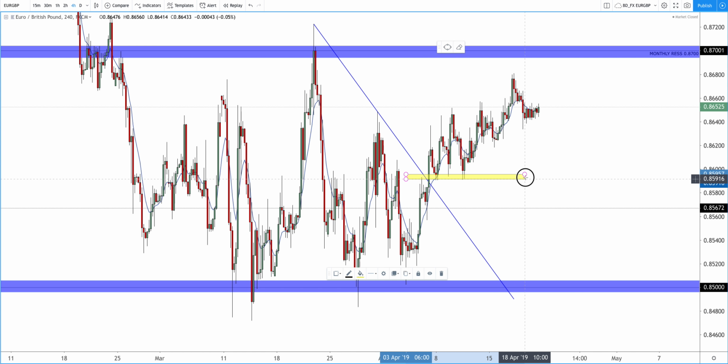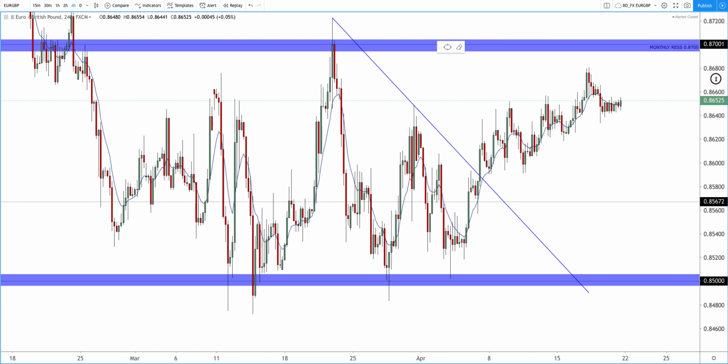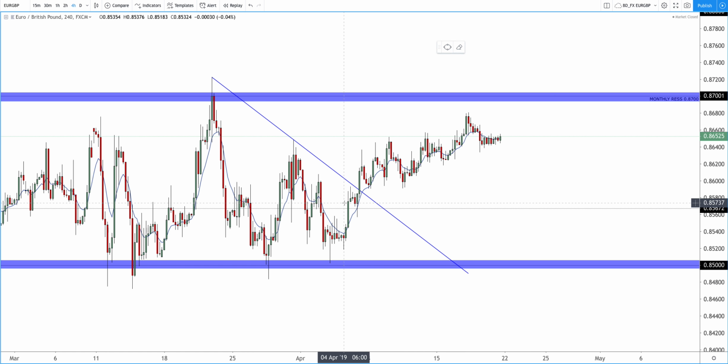On this pullback. So quite a lot of people actually got in on this one. Took a long trade from here. And ever since then, we've been not ranging, but we've been just pushing higher or trending higher, very slowly. But we are nevertheless trending. So we've got the higher highs, higher lows, higher highs, higher lows, higher highs, and we're just slowly creeping up.